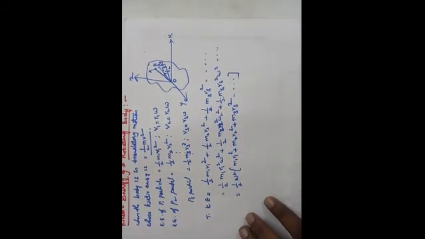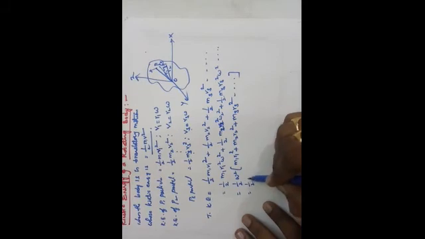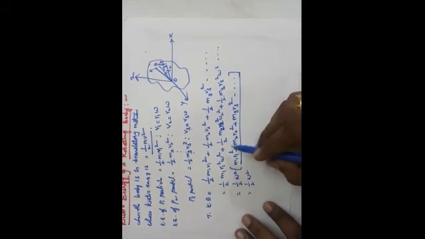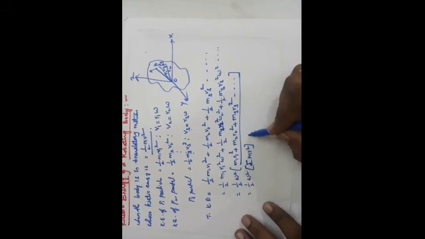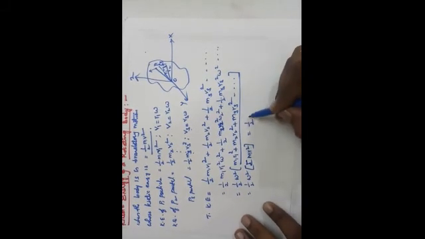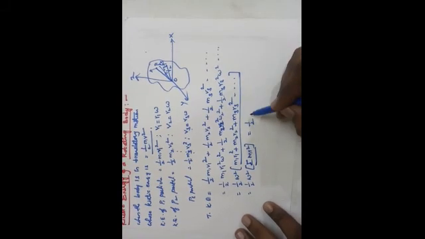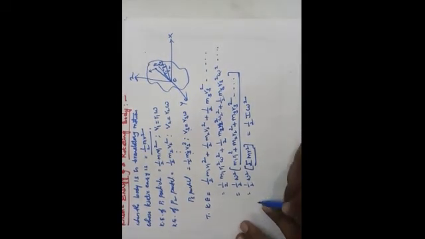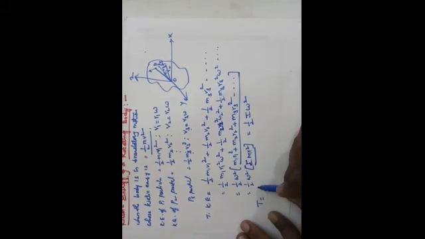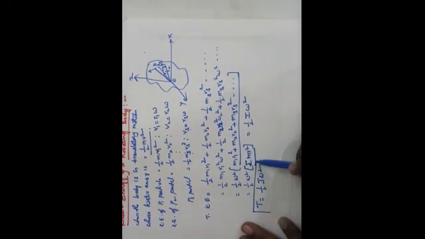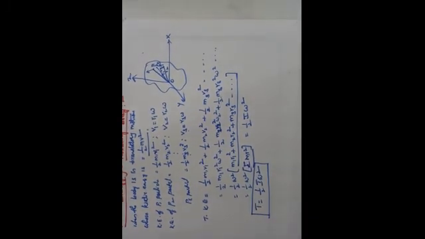This whole term can also be written as the summation of m r square. So finally we write half, and this term can be represented by I, so we get half I omega square. Finally we have T equal to half I omega square. This is our required formula. This is the total kinetic energy of a rotating rigid body.